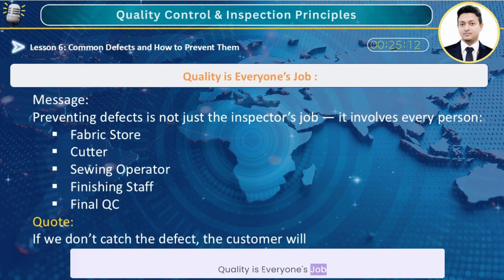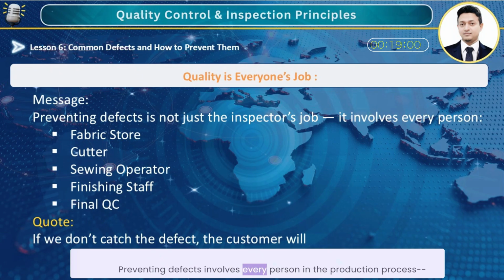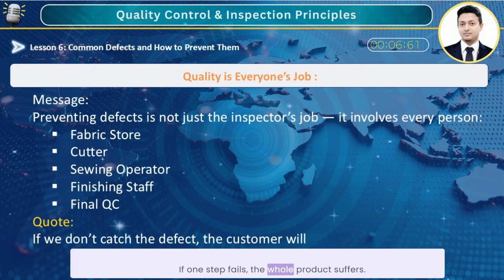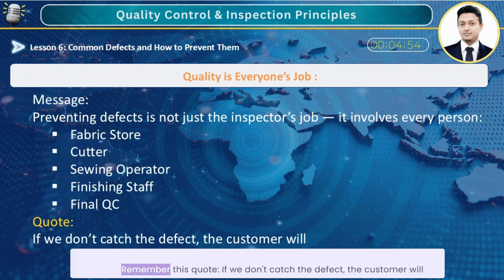Quality is everyone's job. Quality is not just the inspector's job. Preventing defects involves every person in the production process. From the fabric store, to the cutter, the sewing operator, the finishing staff, and the final QC team. If one step fails, the whole product suffers. Remember this quote: if we don't catch the defect, the customer will.